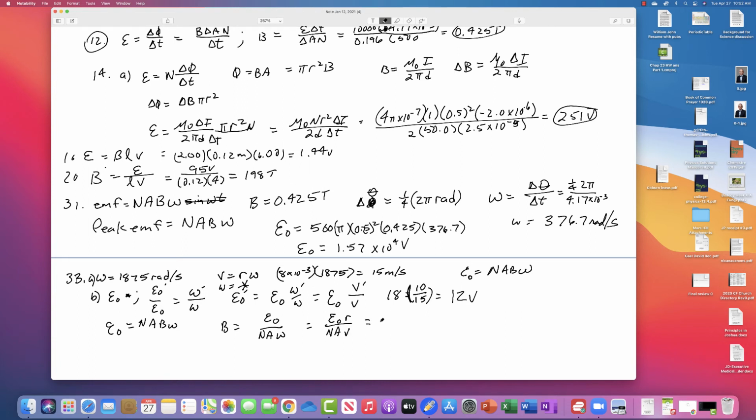Then we put the numbers in. We want a 9-volt output. R is 8 times 10 to the minus 3. N is 50. And A was 3 times 10 to the minus 4. And the new velocity is 5. So the needed field is 0.960 Tesla.